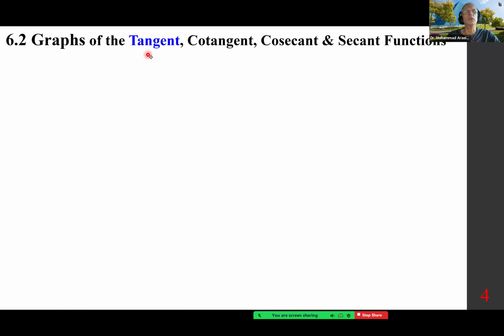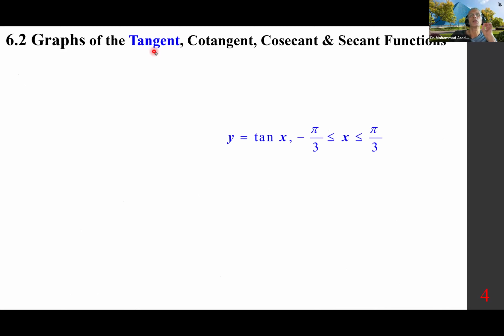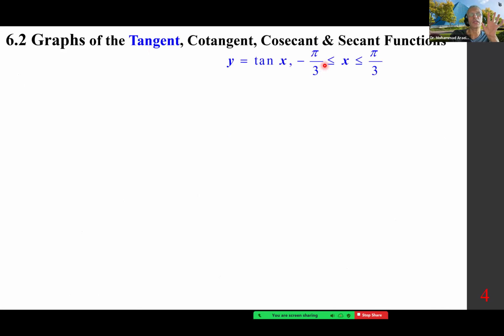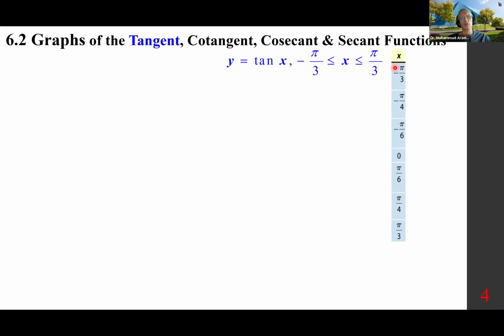Now, graphs of tangent, cotangent, cosecant, and secant functions. So we are going to look at tangent, and just as we did with sine, we are going to graph using points. We get familiar with the shape, and then we use that as an essential elementary function. So y equals tan x. If we want to go just, for example, from minus pi over 3 to pi over 3, we can pick up a few numbers. Let's go with easy numbers, common arcs. If you pick anything else, you have to use a calculator.